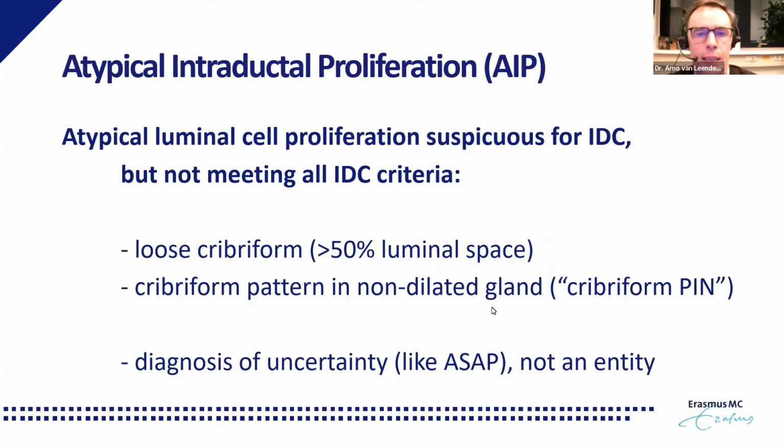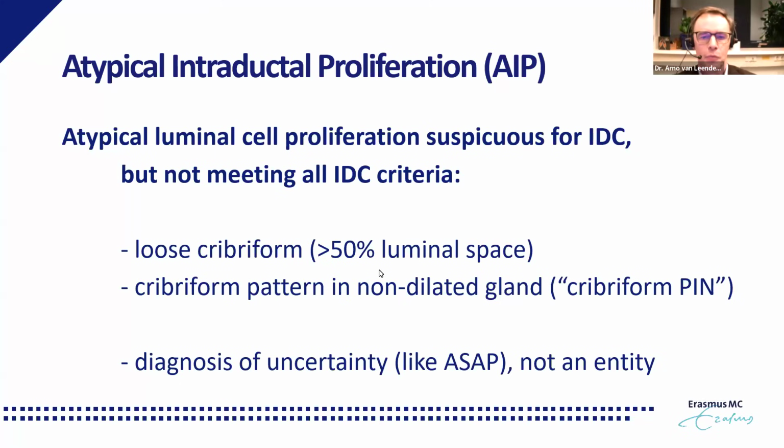Okay, then the final precursor pre-neoplastic lesion is atypical intraductal proliferation. That's a proliferation of atypical luminal cells, suspicious for IDC, but not meeting all the IDC criteria. So typically this will be patients with loose cribriform pattern, so they will have cribriform pattern, but there's more than 50% luminal space, so more lumen than atypical epithelial cells, or cribriform pattern in non-dilated glands, and that's what we used to call cribriform PIN.